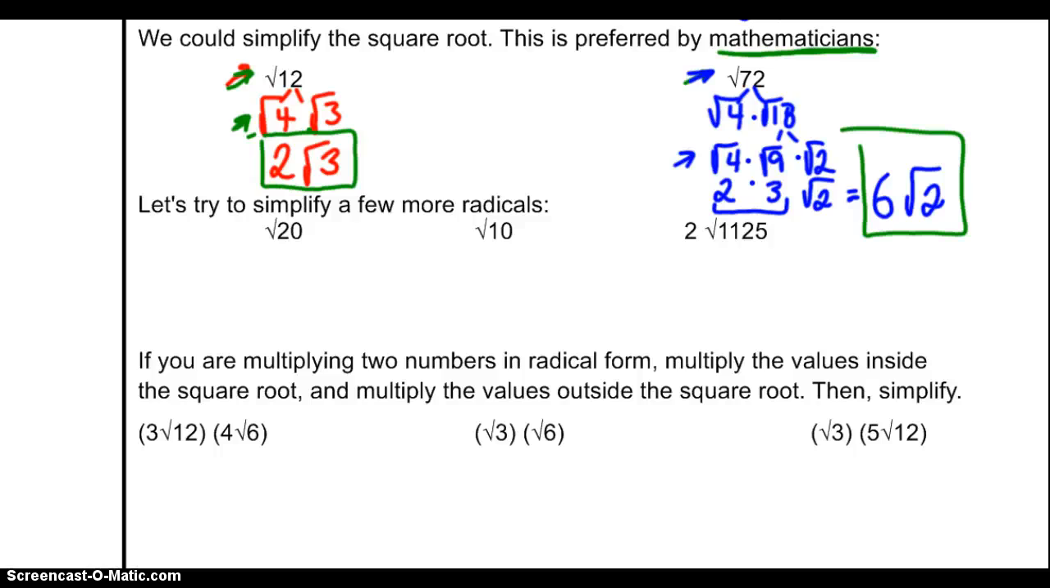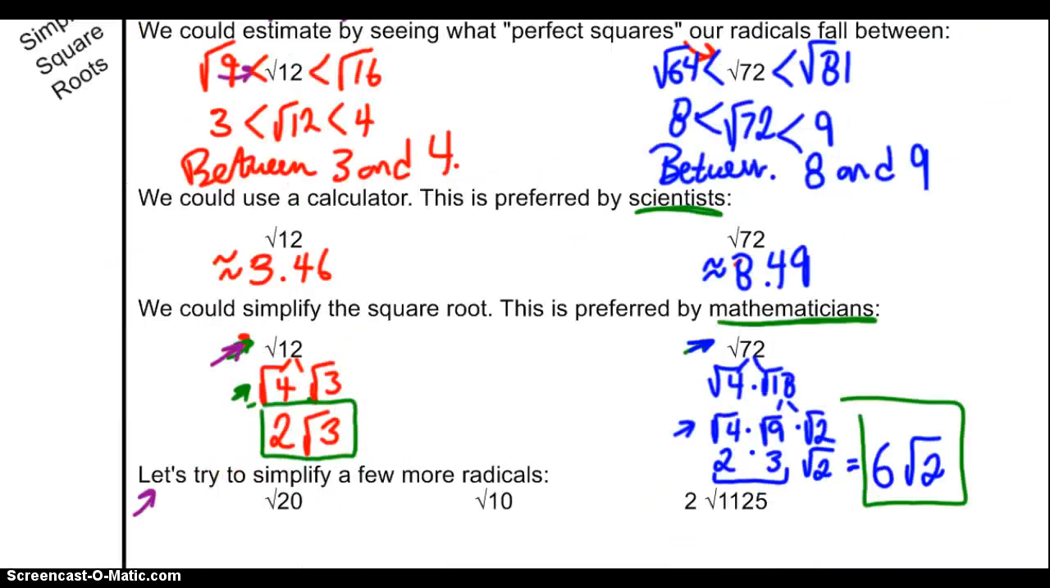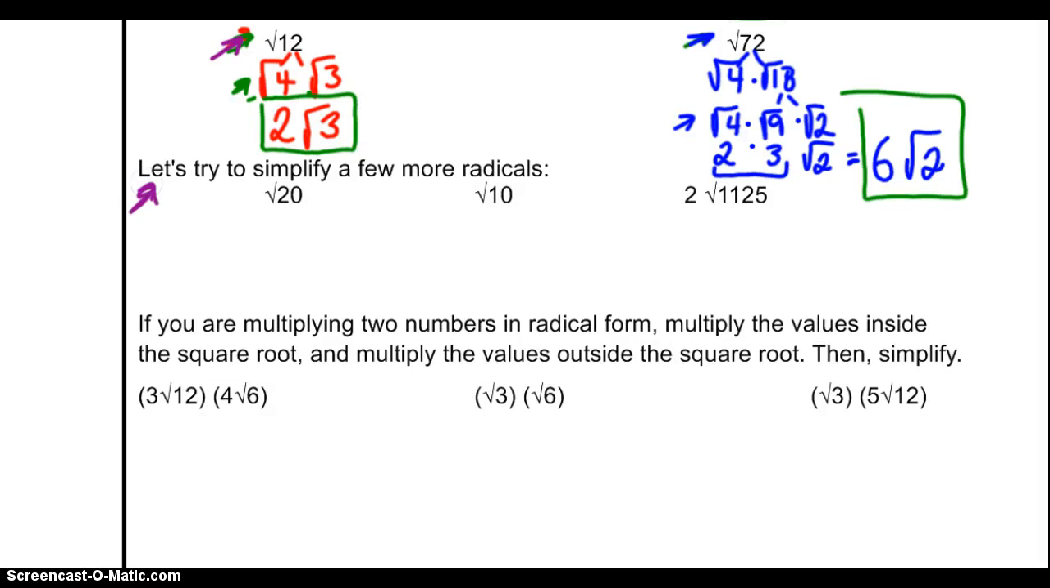Alright, so let's simplify a few more radicals. I'm going to use this original method here to simplify these next 3 radicals. And I recommend you pause the video now and try them first. And if you like to use the other method right here, I'm not going to do that in the video, but I will show you the work once I'm done with using the regular method right here. So pause the video now and try these 3 radicals.